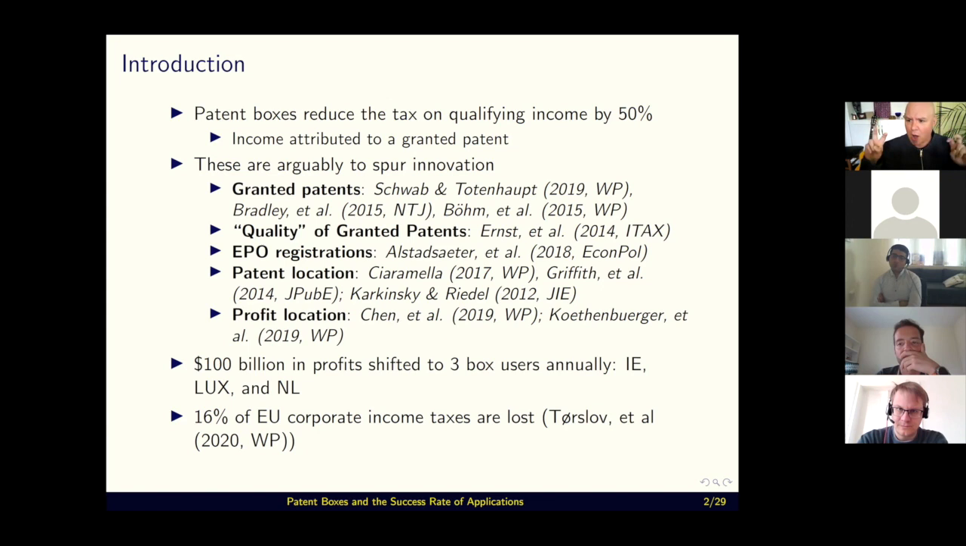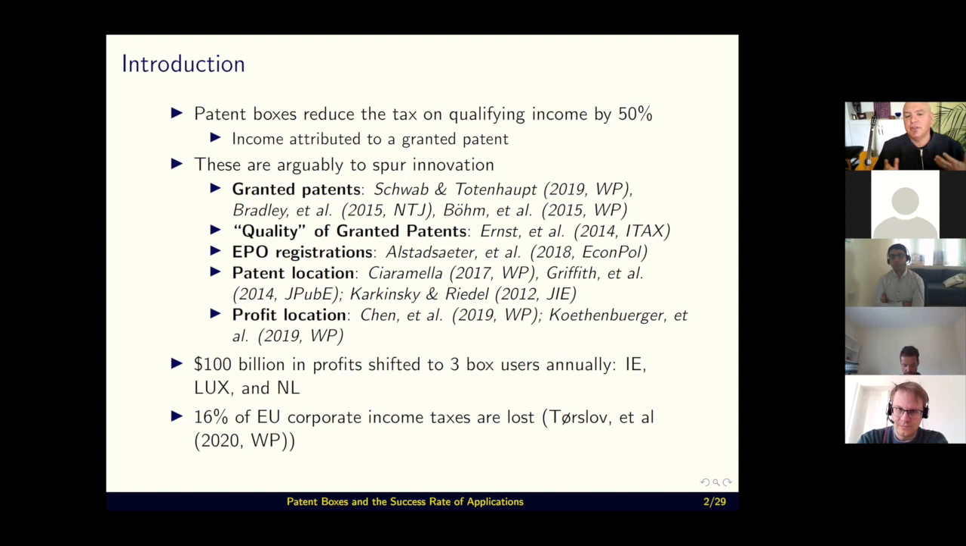Annette Altstetter and some co-authors look at EPO registrations. So if your patent is granted by the European Patent Office, that doesn't in and of itself get you patent protection in all the different member states. You have to go and register with each additional state, which costs a little bit of extra money. And then you get the protection in the different locations. But again, all of these seem like they increase the amount of innovation going on.